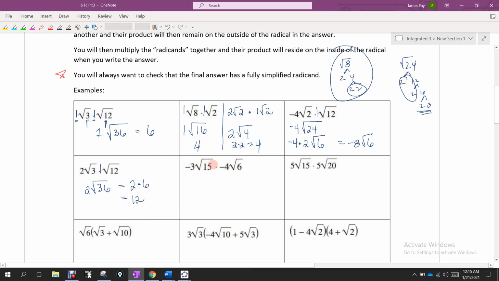These next ones get a little bit more interesting. So we've got a number out front on both of these. So negative 3 times negative 4 gives me a positive 12. And then 15 times 6 gives me 90. So then the 90 needs to be simplified. So 90 goes to 9 and 10. 9 goes to 3 and 3. 10 goes to 2 and 5. So 3 and 3 can come out. So I have 12 up front already. A group of 3's comes out. And then the 2 and the 5 stay underneath as 10. So we have 36, when I multiply those together, times radical 10. That's the simplified version of that product.